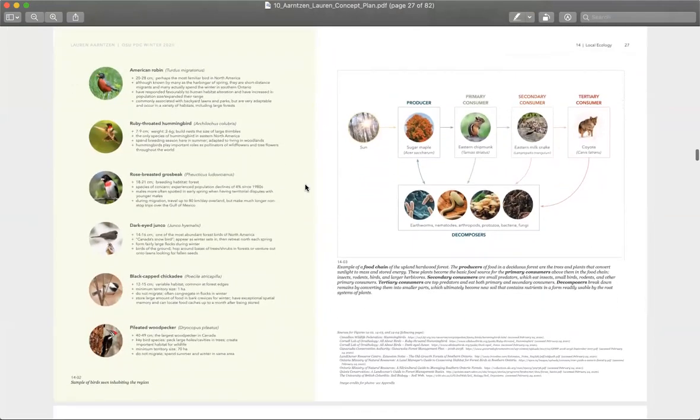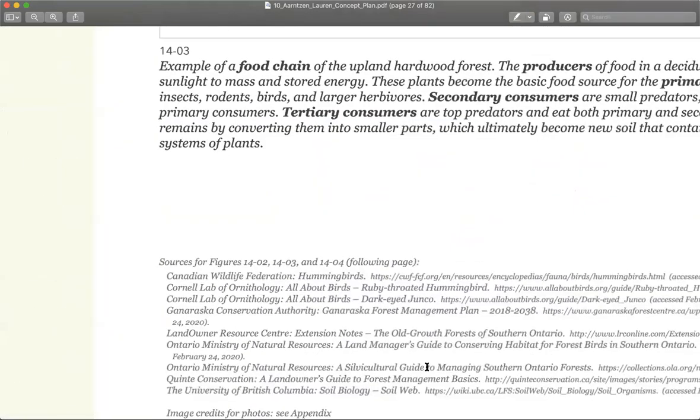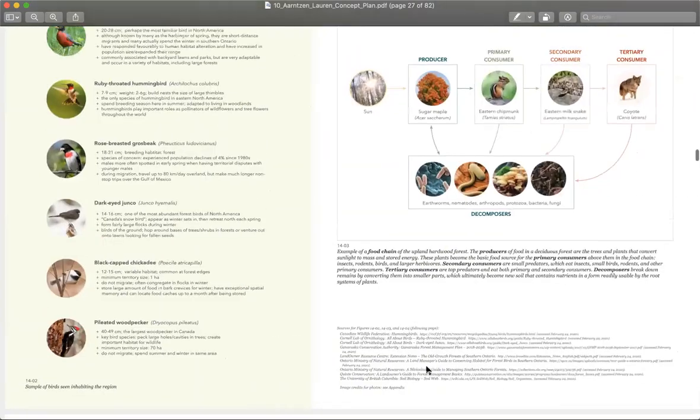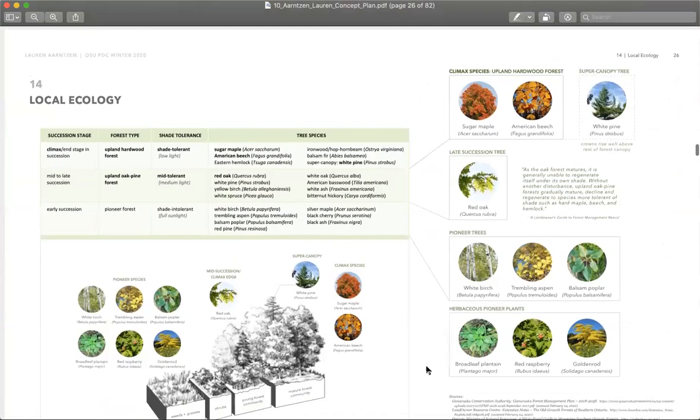Then she went into local ecology, gave me an amazing smattering of birds, gave me another specific type of ecology in the area, and as always, gave me sources for everything. So I completely understood where she was coming from. Please do source all your information.